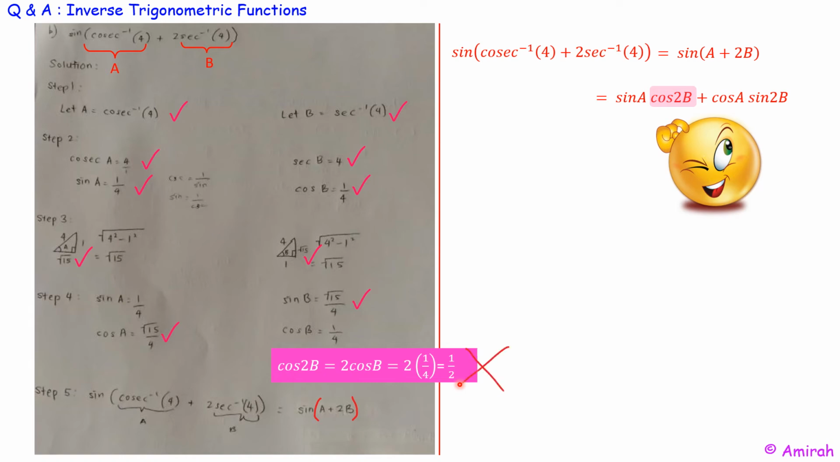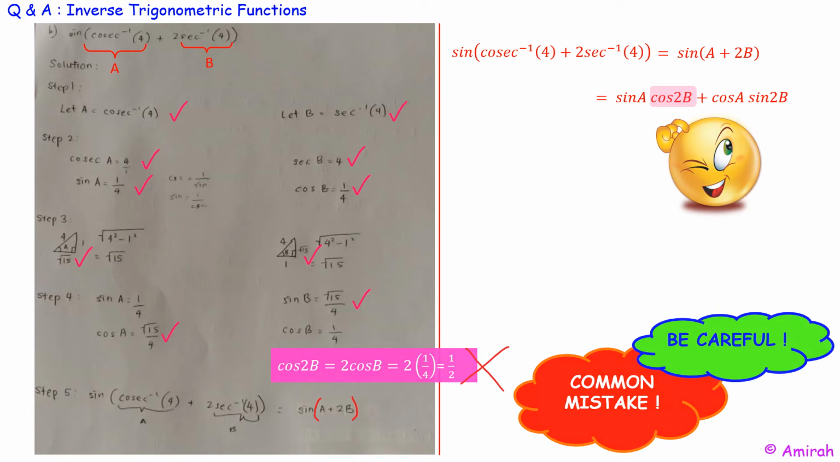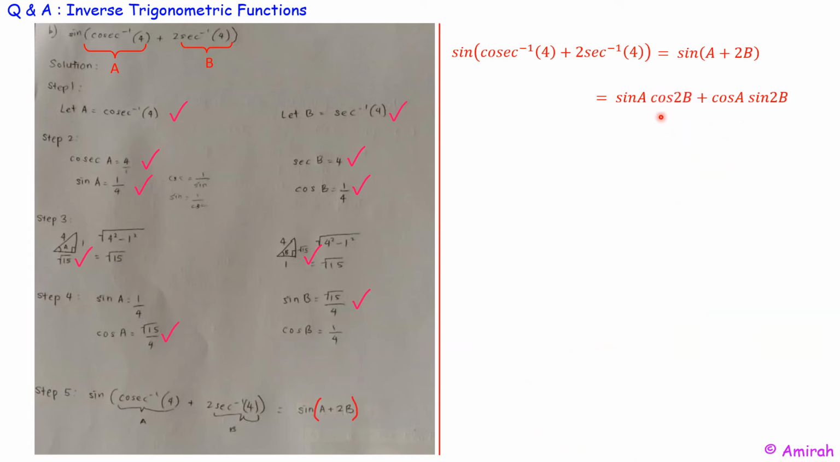Unfortunately, this is totally wrong. But this is a very, very common mistake. So please be careful. Alright, what is the correct method to find cos 2B?